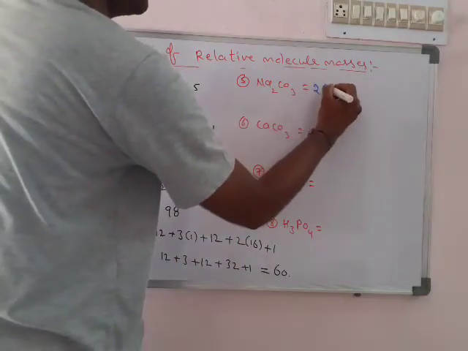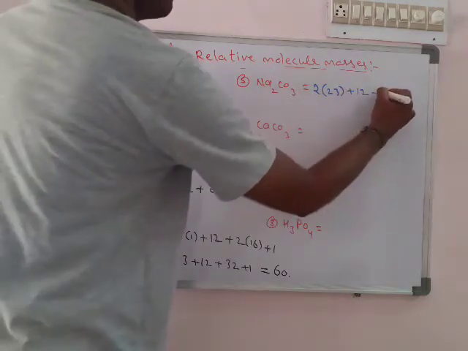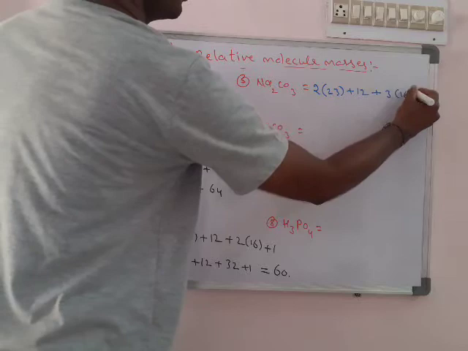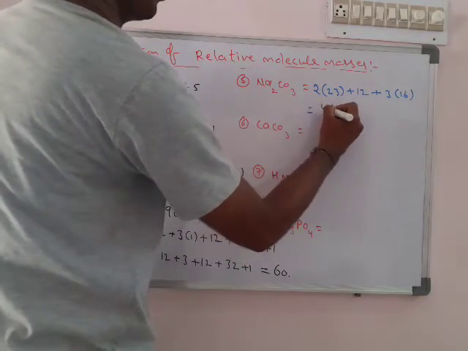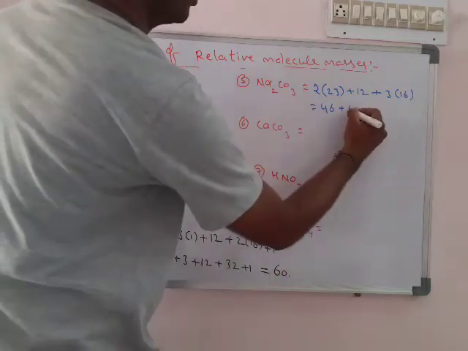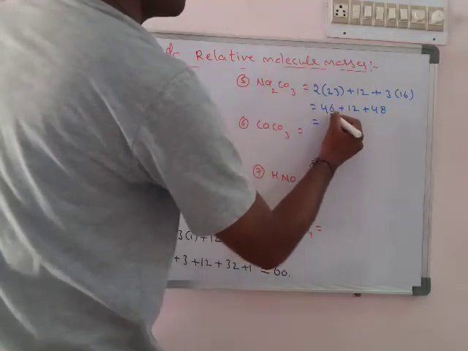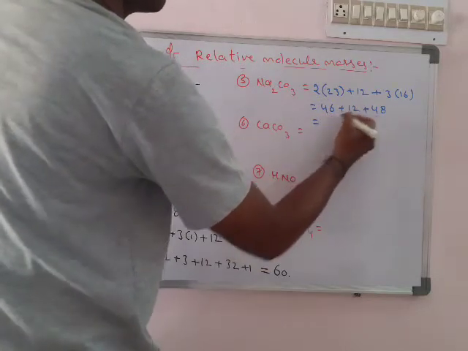Na2CO3: 2 sodium, each sodium carries 23, carbon 12. For oxygen, 3 oxygens, each oxygen 16, that is total 48. It's a very important topic. Okay, total you get how much? 46 plus 48 becomes 106.